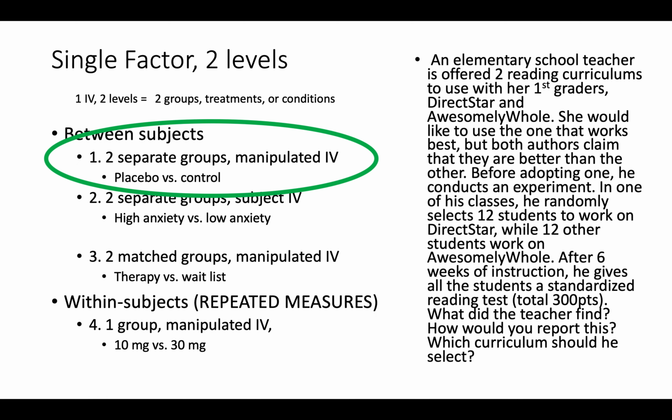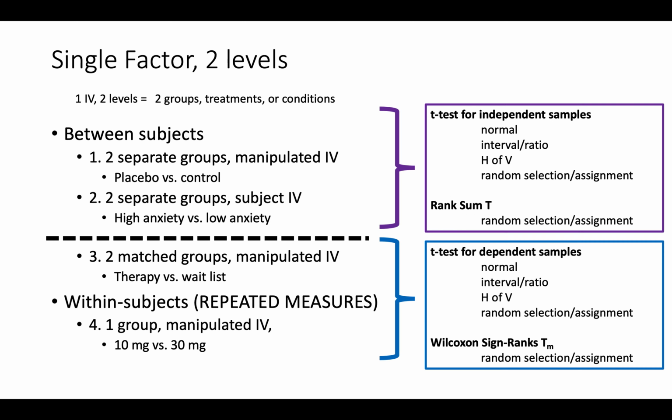It's a between groups design with a manipulated independent variable. In other words, it's this first option. We get to select either a t-test for independent samples or a rank sum t. Now, why would I choose one over the other?